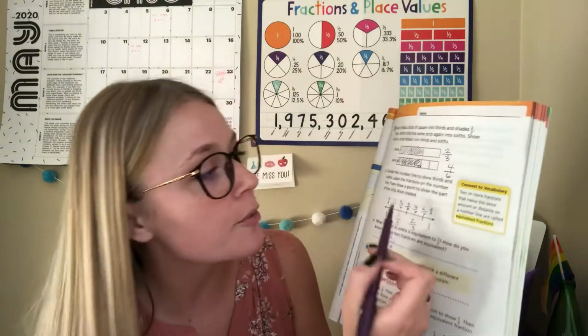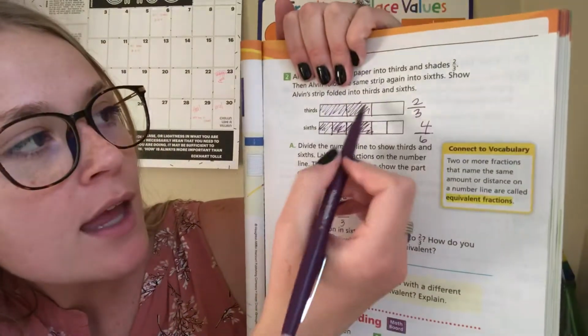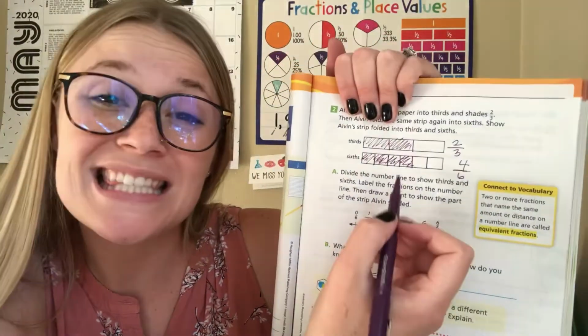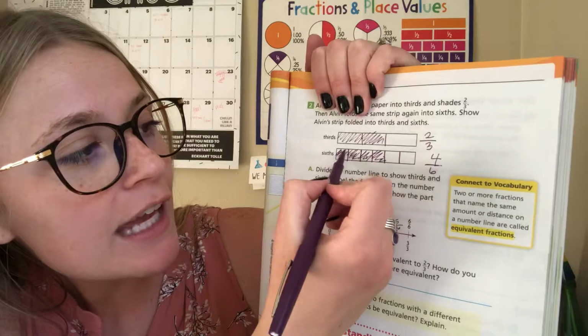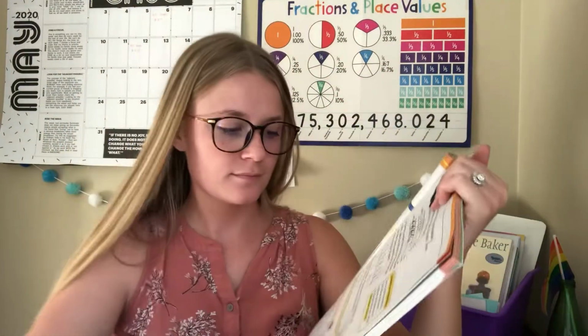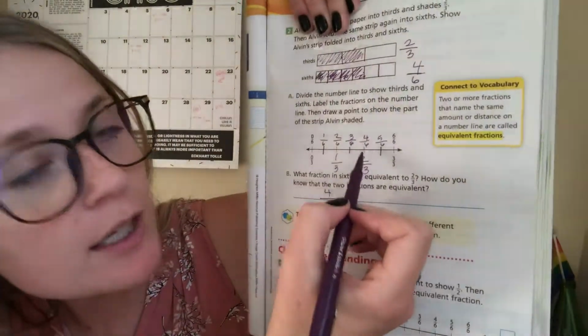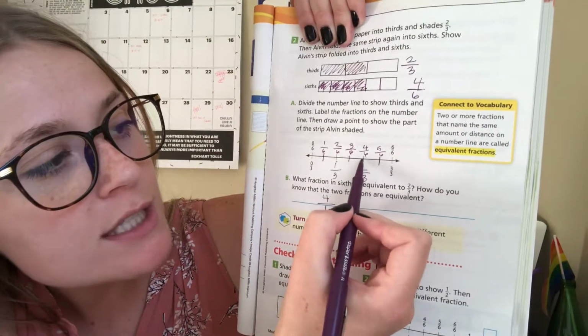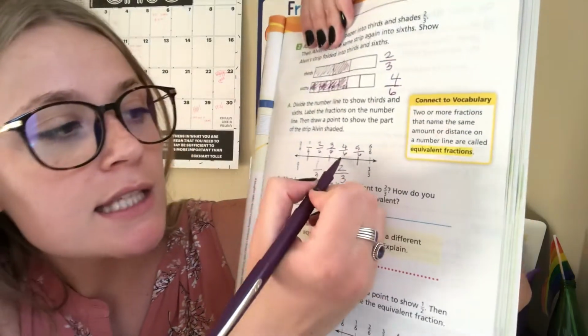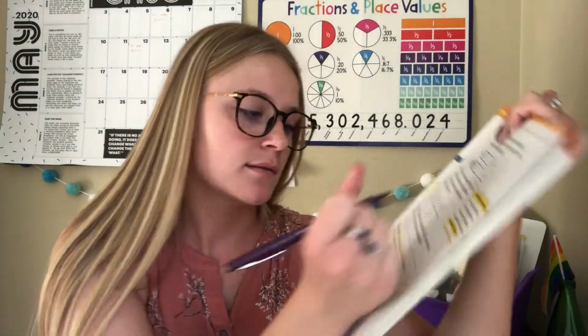Well, we know because we drew our thirds exactly the same, split it in half to make 6ths, and counted those equal parts, shaded the same area. And we also know by the number line. If we look at our number line, 2/3 and 4/6 represent the same spot on the number line. Or they're at the same spot in the number line.